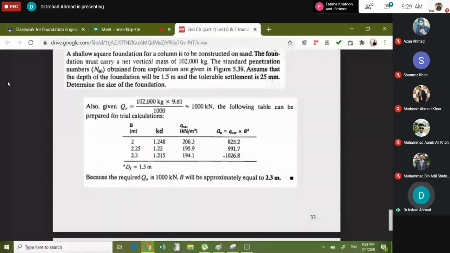So this is the width, 2.3 meter, that would take up that 1000 kilonewton load, and the settlement would be limited to 25 mm. Now let's come to the last problem of this class.